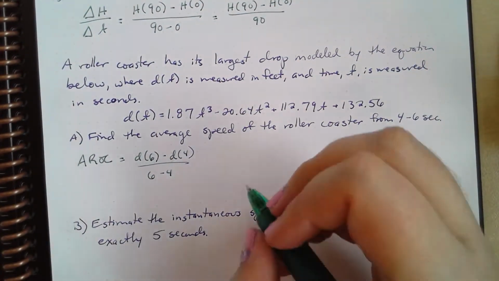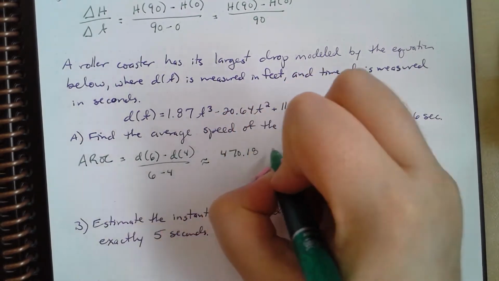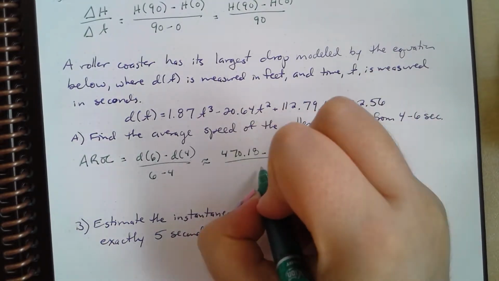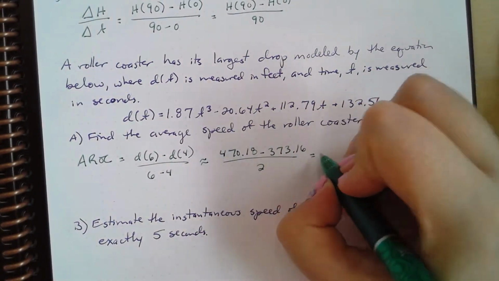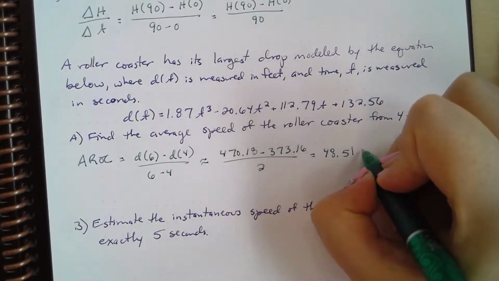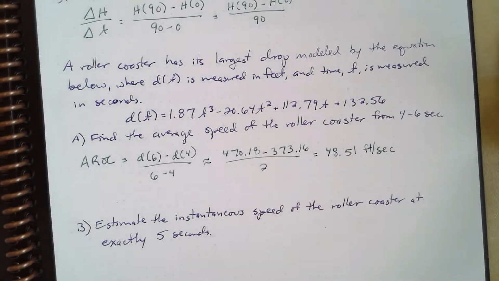I've already calculated this for us. So this is approximately 470.18 minus 373.16 divided by 2, which simplifies to about 48.51 feet per second.